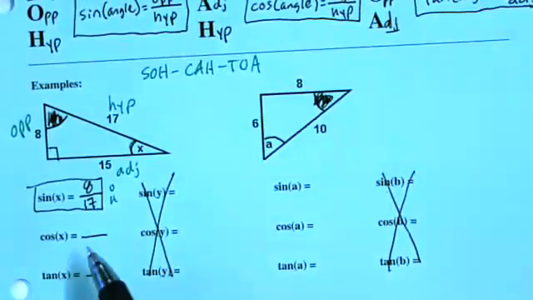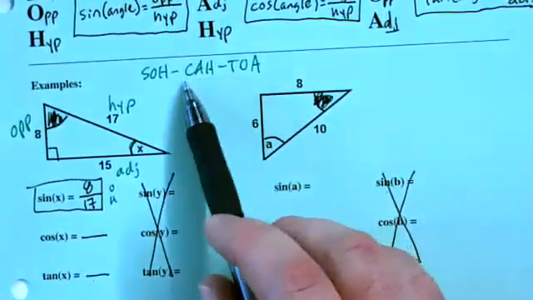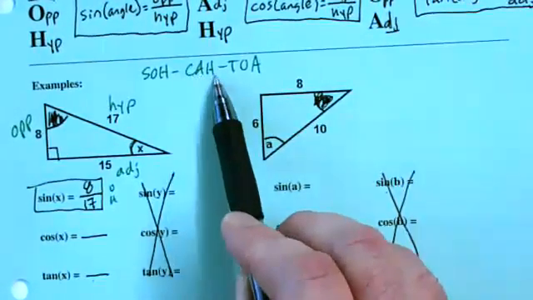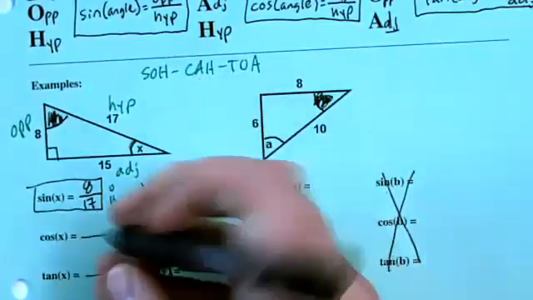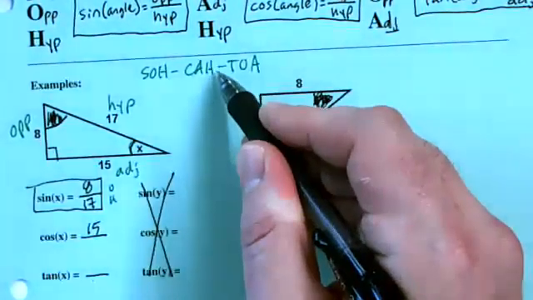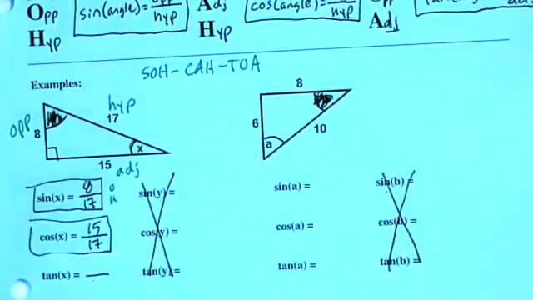Let's see if we can complete a couple more. Cosine. This time I'm looking at the CAH part of SOH CAH TOA. Cosine has adjacent on the top and hypotenuse on the bottom. So adjacent on the top. Which side is my adjacent? How long is the adjacent? 15. So 15 on the top. How long is the hypotenuse? 17. So 17 on the bottom. The cosine of x equals 15 over 17.